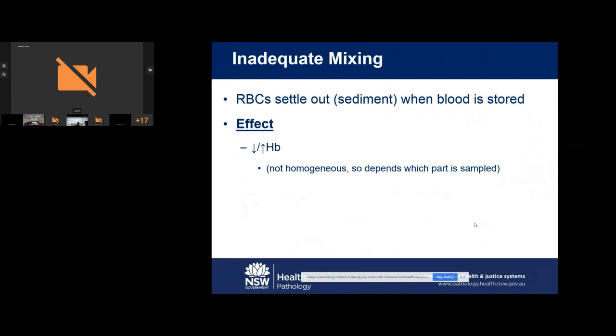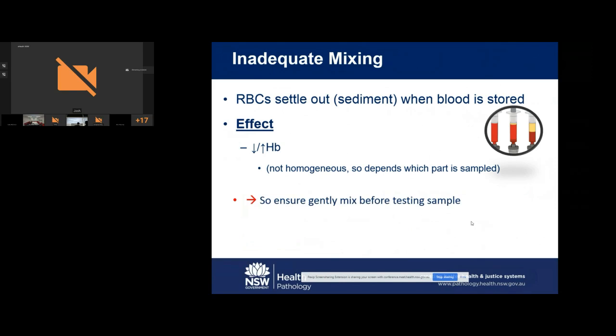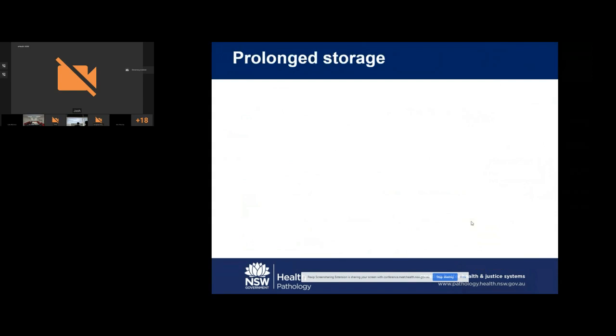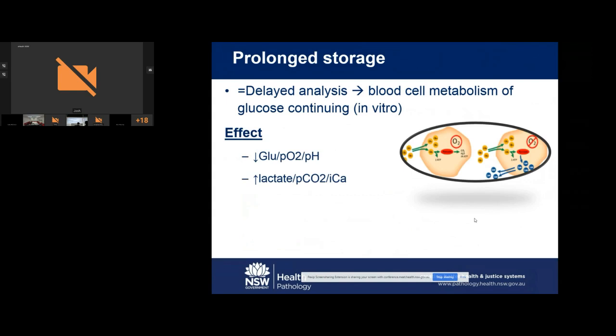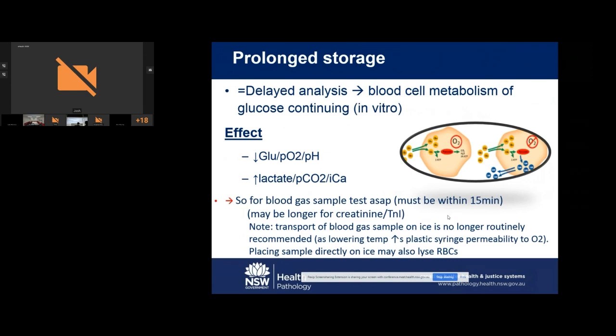Again, the sample isn't homogeneous, so the results are variable, but often we do see a falsely low hemoglobin. And again, gentle mixing before testing is important to prevent this. Prolonged storage, so delayed analysis, means the blood cells continue metabolism, affecting various parameters. So again, the blood gas samples are important to test promptly.